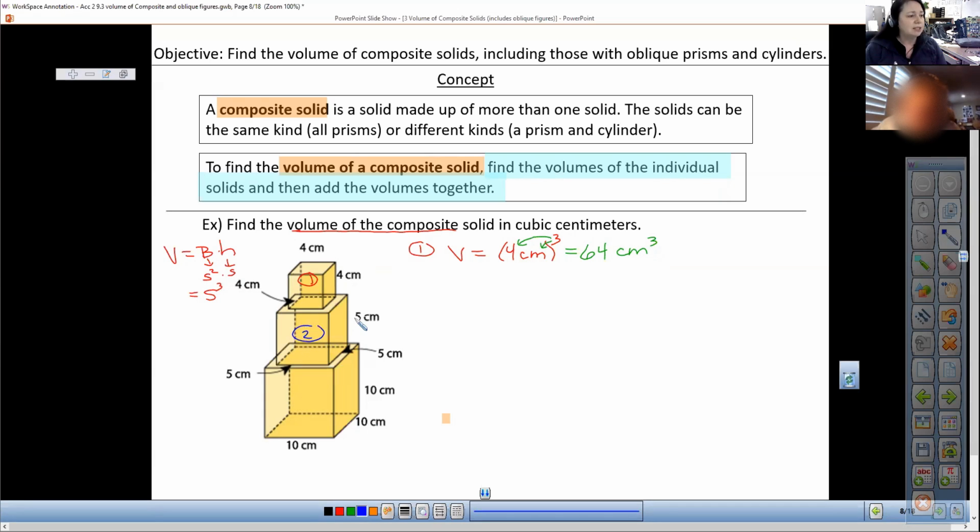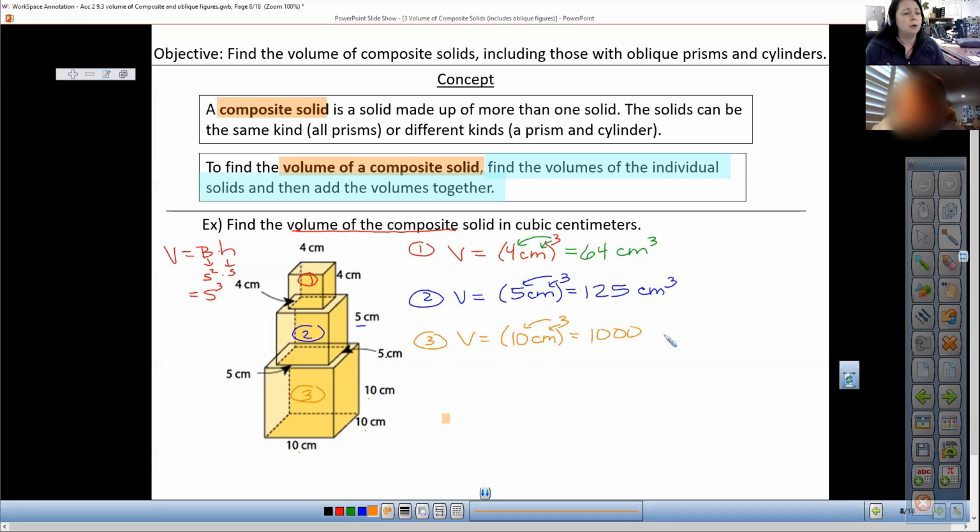For the middle cube, its dimensions are all 5 centimeters. So we would take 5 centimeters and cube it. So we cube the 5 and the centimeters. That gives us 125 cubic centimeters. And for the big one on the bottom, all of its measurements are 10 centimeters. So its volume would be 10 centimeters cubed. So we cube the 10, we cube the centimeters, and that gives us 1,000 cubic centimeters. And then we would add all of these together, which looks like it's going to give us 1,189 cubic centimeters. And now we can use that in our conclusion.